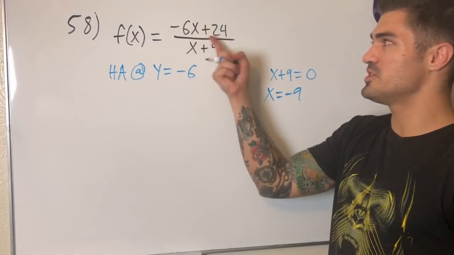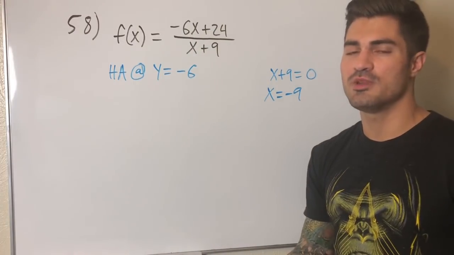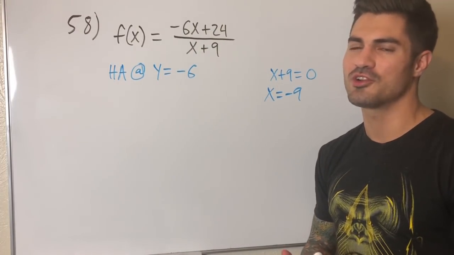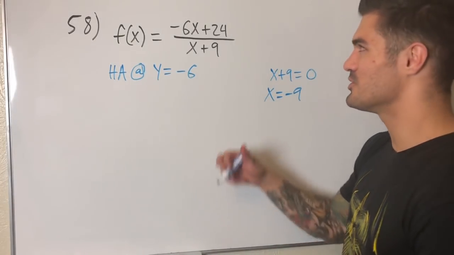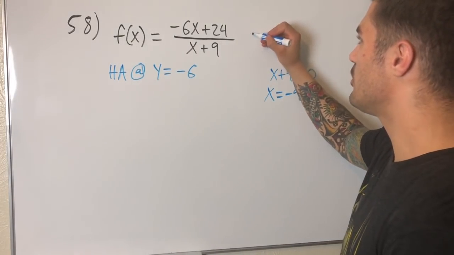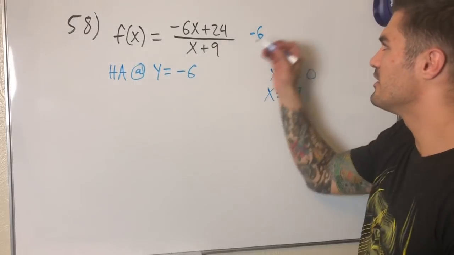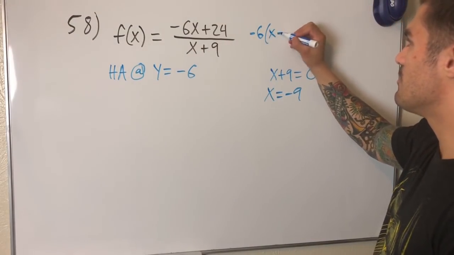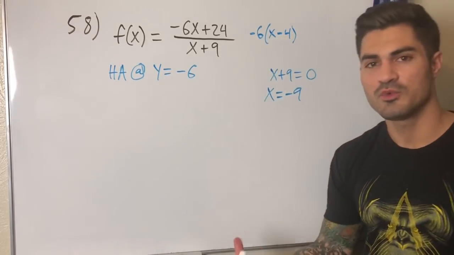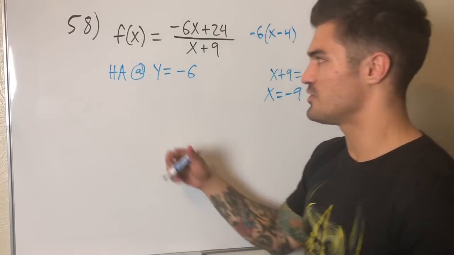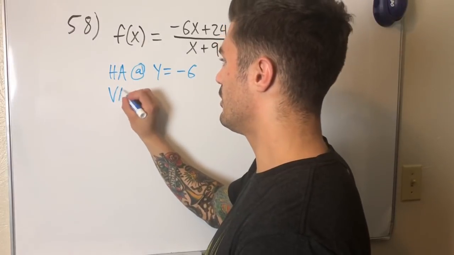But to confirm, it would be smart to factor this top, because again, it could be a hole. They could be throwing you a curveball, a trick question, giving you a hole and seeing if you recognize if it's a hole or an asymptote. So if you factored this top, you could pull out a negative 6, right? And then you'd be left with x minus 4. And then you can clearly see that nothing will cancel. But it's good to reassure yourself, because again, they could throw you a curveball like that.